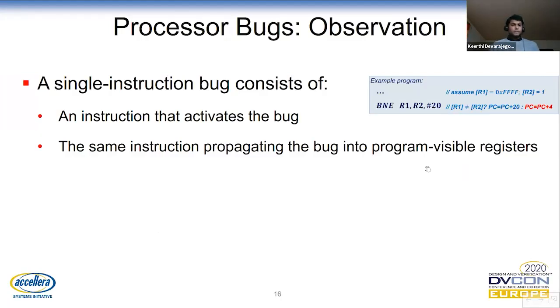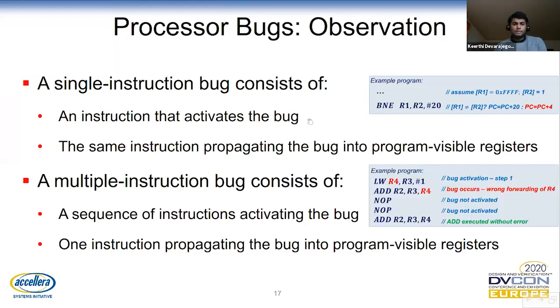And the summary is as follows. A single instruction bug consists of one instruction. In the example that we looked at, that instruction is BNE, which activates the bug, and the same instruction propagates the bug into a program visible register. Here, program visible register refers to a program counter, a register file, or control and status registers. So the same instruction activates and propagates the bug into a program visible register in the case of a single instruction bug.